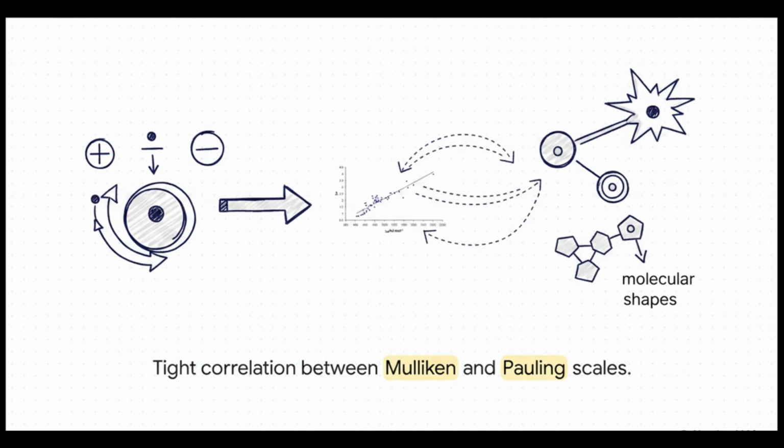Notice this incredibly tight linear correlation between Mulliken's values, which remember are derived from ionization energy, and Pauling's values, which are derived from bond energies. Even though these guys were measuring totally different thermochemical properties, their data plots into a near-perfect line. It's awesome because it proves that regardless of the math they used, all these scientists were successfully capturing the exact same fundamental behavior of the atoms.